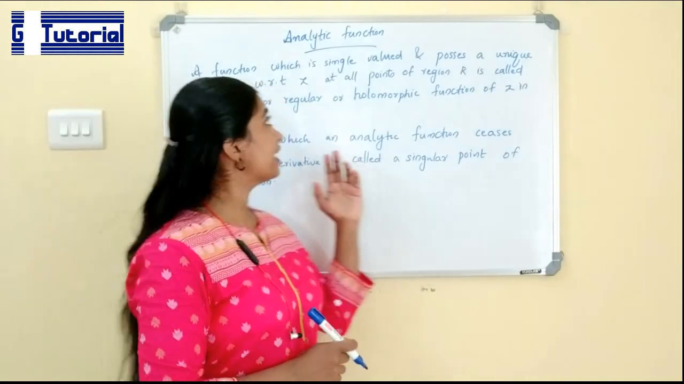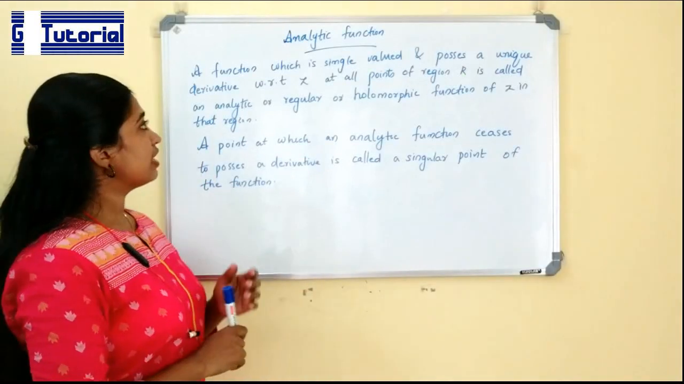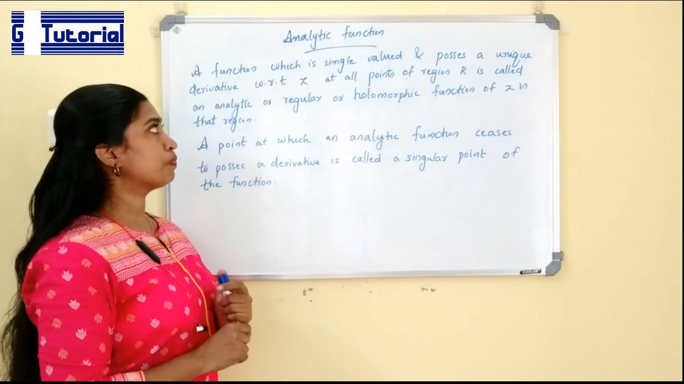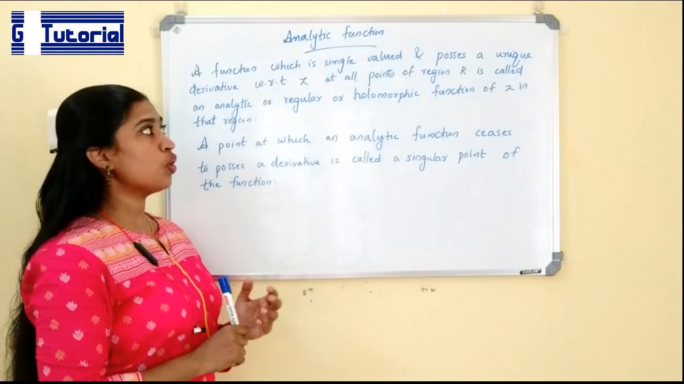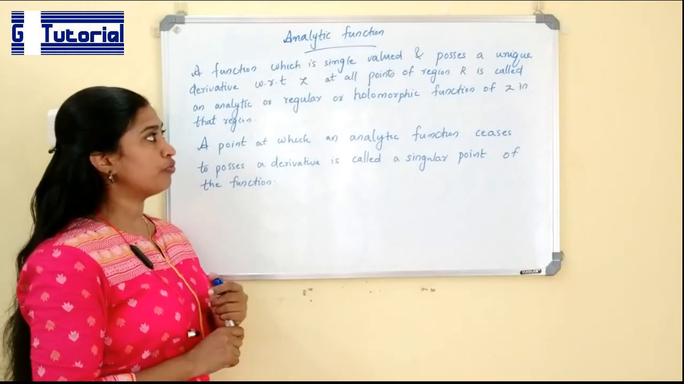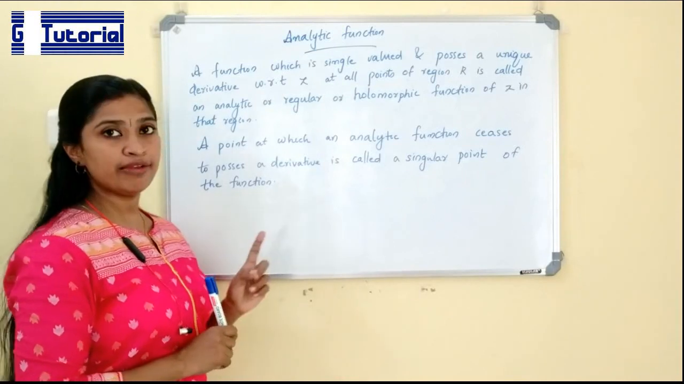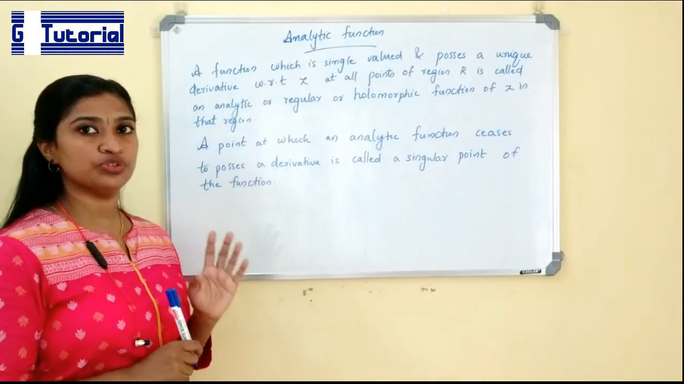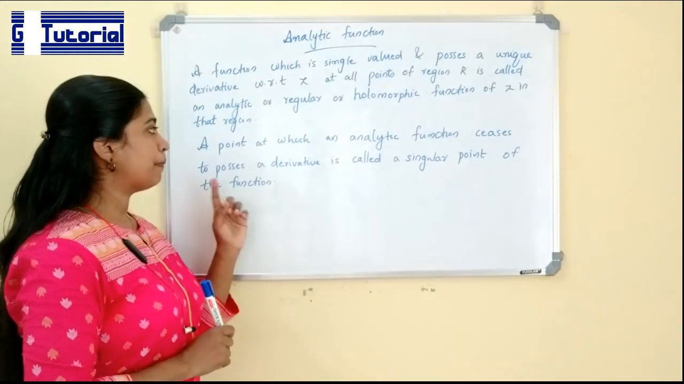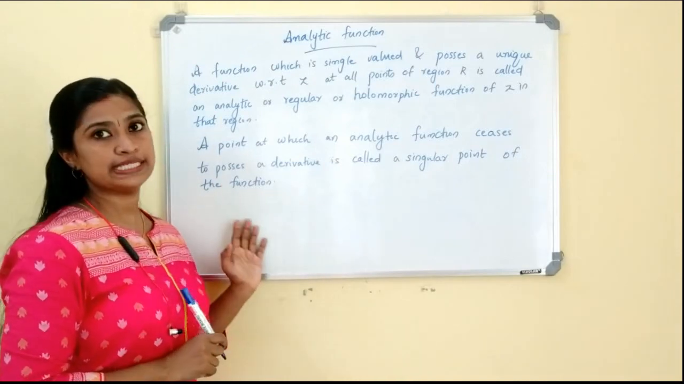Next is analytic function. This is one of the important topics from complex functions. A function which is single valued and possesses a unique derivative with respect to z at all points of the region R is called an analytic or regular or holomorphic function of z in that region R. And a point at which an analytic function ceases to possess derivative is called a singular point.